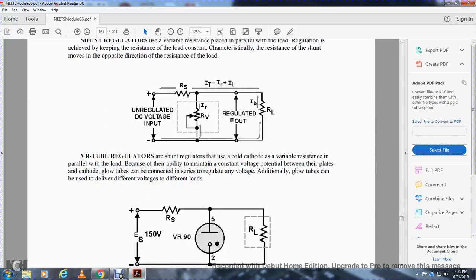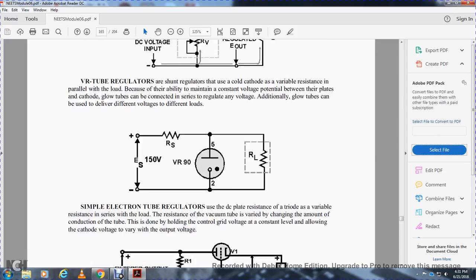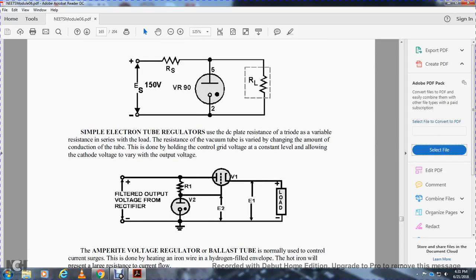Gas regulator tubes are shunt regulators that use a cold cathode variable resistance in parallel with the load because of their ability to maintain a constant voltage potential between the plates. Regulator tubes can be connected in series to regulate any voltage. Additional regulator tubes can be used to deliver different voltages to different loads. Simple electron tube regulator.